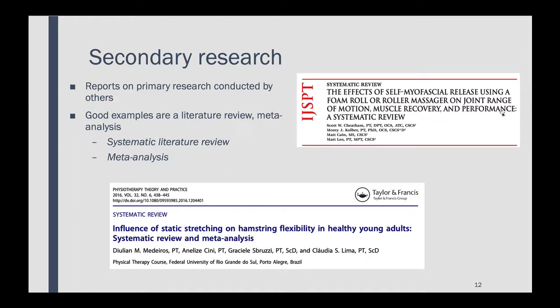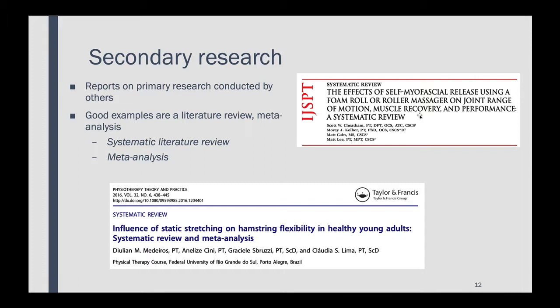First off, here's an example of a systematic review. It's one of the big studies; if you do any research on self-myofascial release, this one's utilized a lot. The title is The Effects of Self-Myofascial Release Using a Foam Roll or Roller Massager on Joint Range of Motion, Muscle Recovery, and Performance. A systematic review. What does that mean? That means these authors didn't collect any data themselves, but what they did was they looked in the literature in a systematic way.